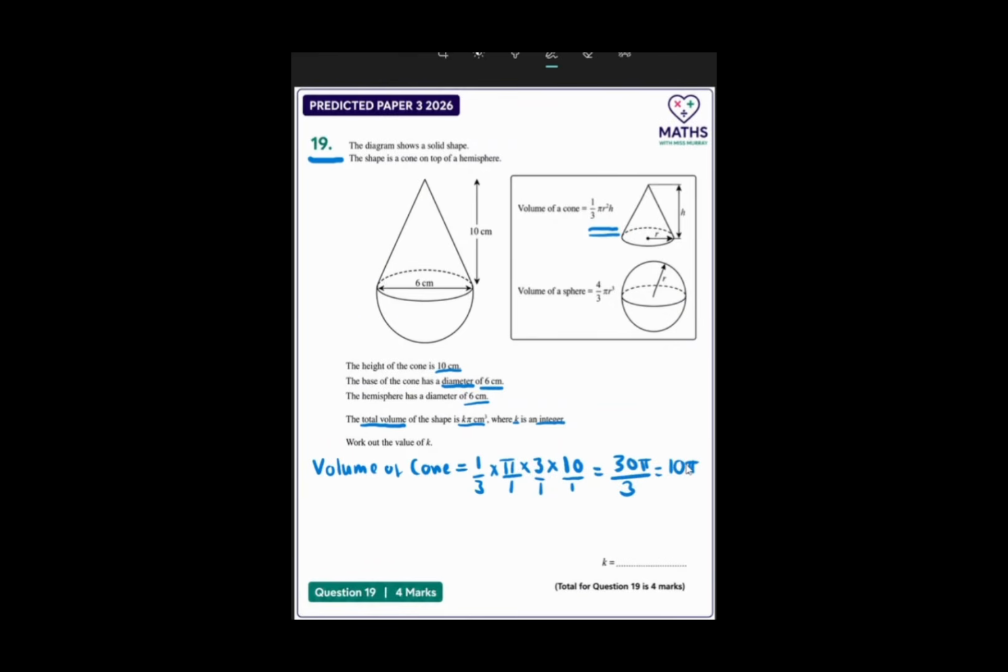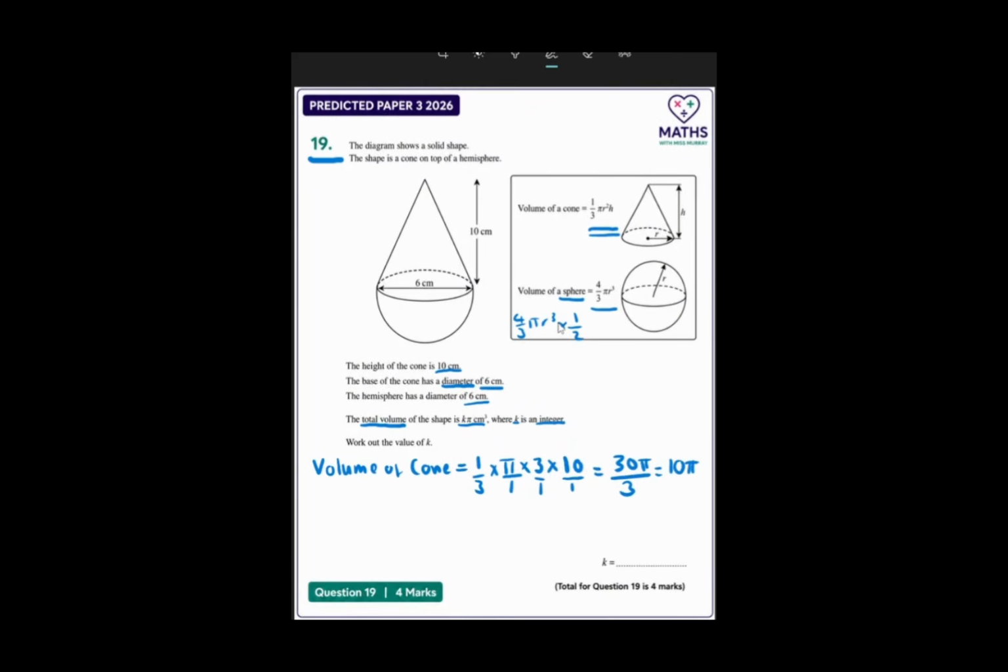So that is my volume of my cone in terms of pi. Now I'm going to do that with the sphere, but it's not a sphere, it's a hemisphere. So this gives me the volume of a sphere. I've only got half a sphere, so I'm going to have to do 4/3 times pi r cubed, and then I want half of my answer, so I times it by half.